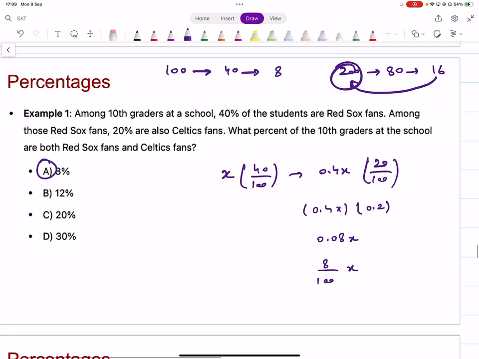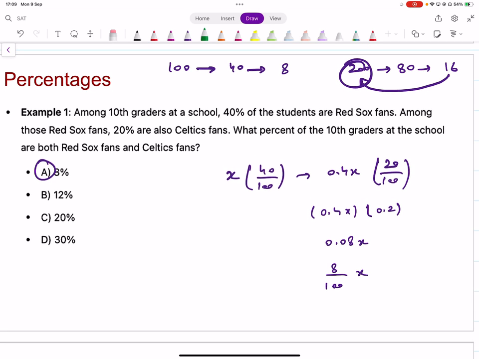Yes. So 20% of 0.4x. How do you find that? You multiply this by 20 over 100 again. Is this all right? Okay, let's move on now.